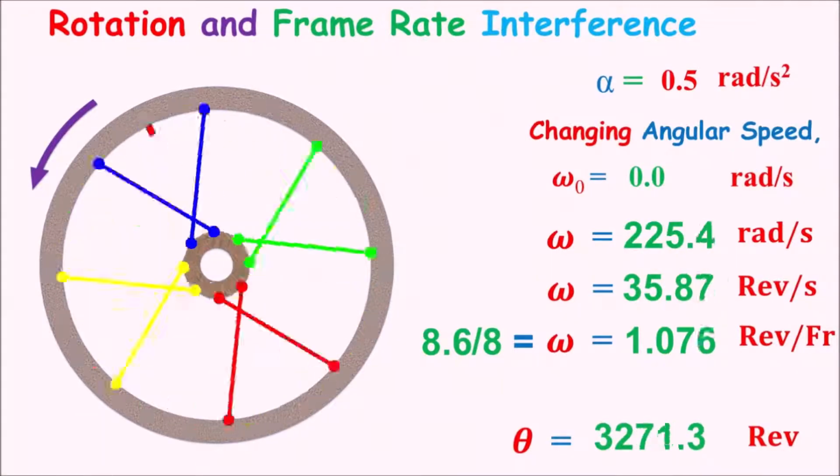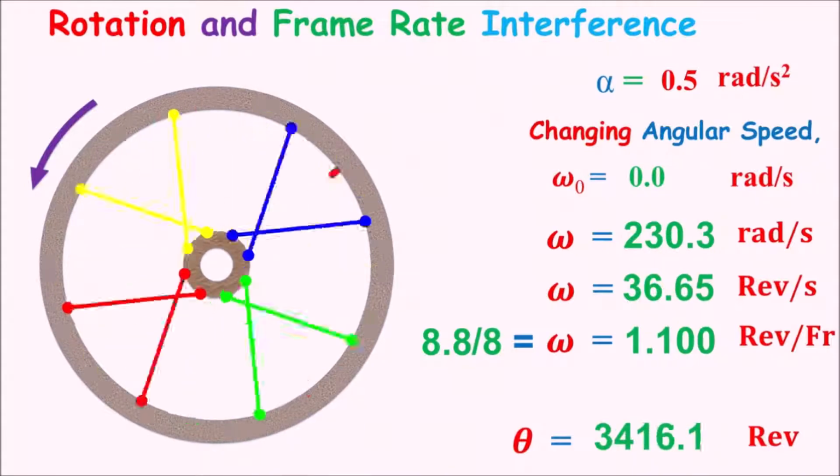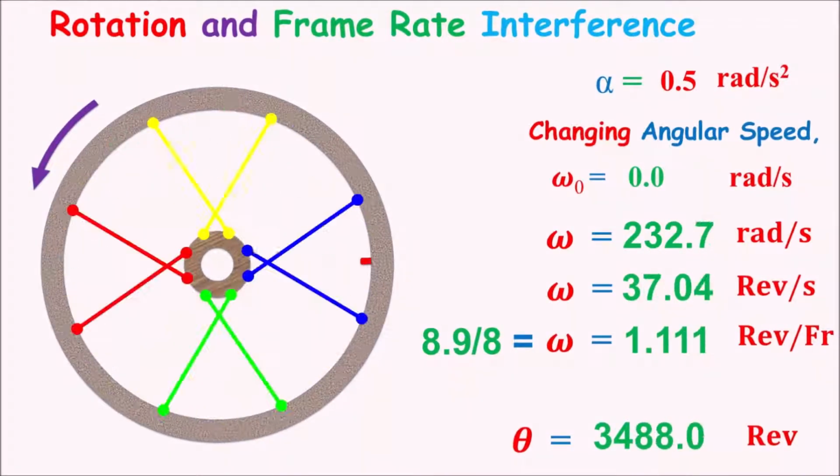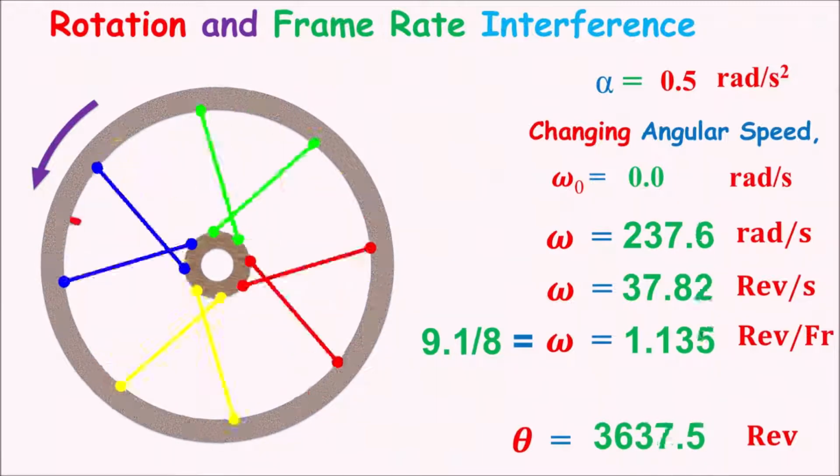In case you're wondering, this video is made of 12,000 frames at about 30 frames per second. And the angular acceleration of the wheel is about 1 radian per second squared, going from rest to more than 2 revolutions per frame.